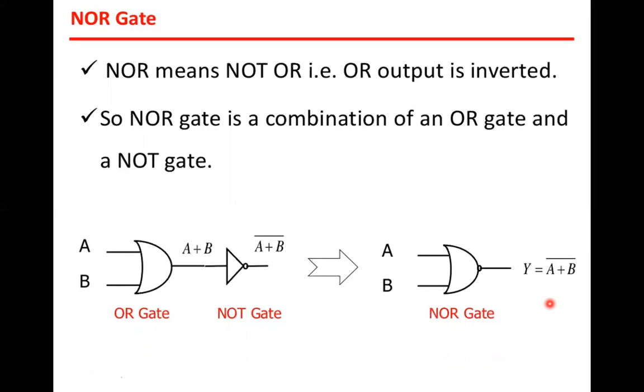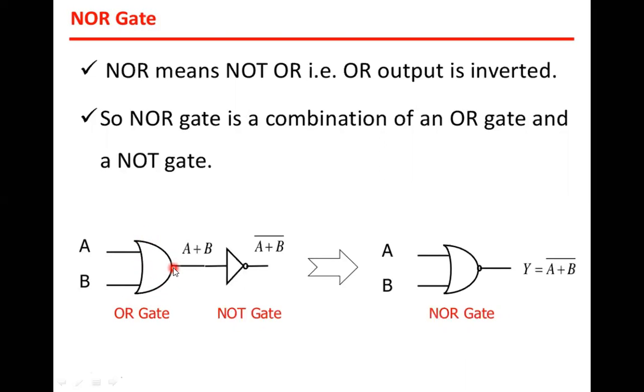Now the next universal gate is called the NOR gate. NOR means what? Not OR, that is, the OR output is inverted. So the NOR gate is a combination of an OR gate and a NOT gate. Now if you see, this is nothing but the symbol of an OR gate which has two inputs A and B. So this is an OR gate.